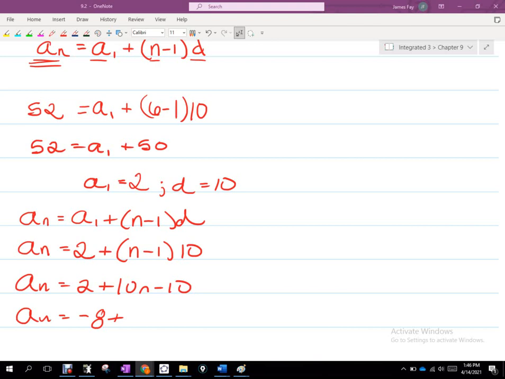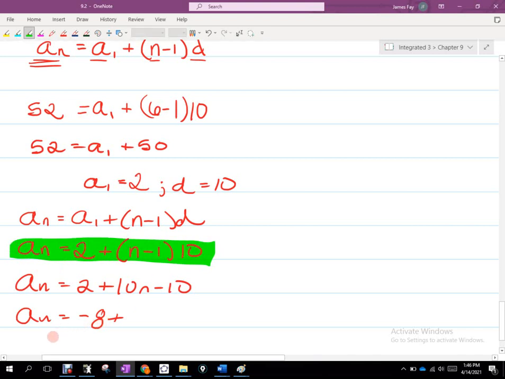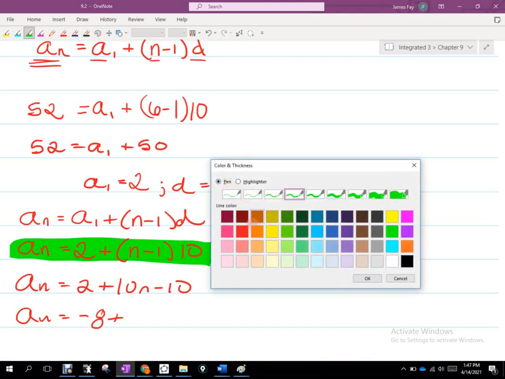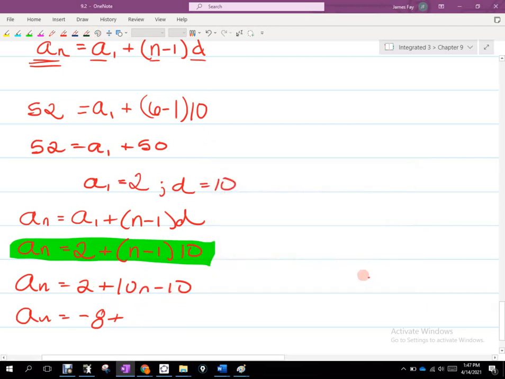All right, so just like you could leave it like that, I wouldn't have a problem. I don't know what MyMathLab is going to do in a question like this. It would probably accept that, or maybe if it doesn't, it'll tell you it's not simplified. So I just got to distribute the 10 through, and then combine like terms. So it's going to be negative 10 and 2 is negative 8 plus 10n. And now we have a formula to find the nth term.